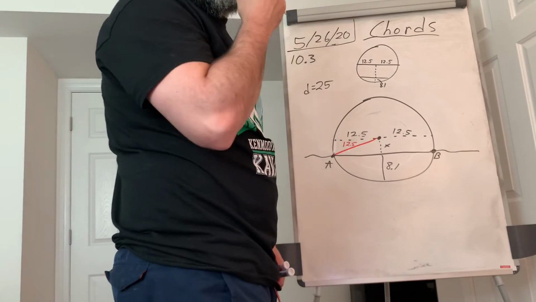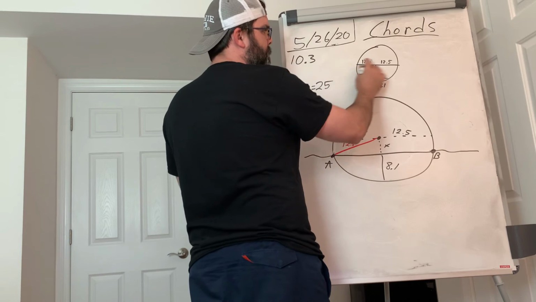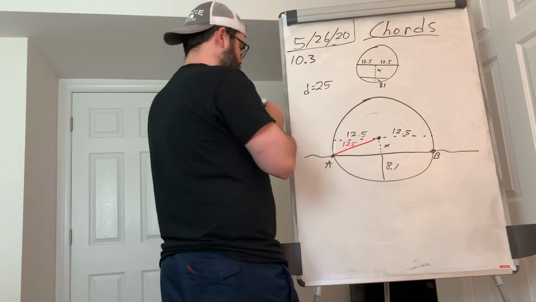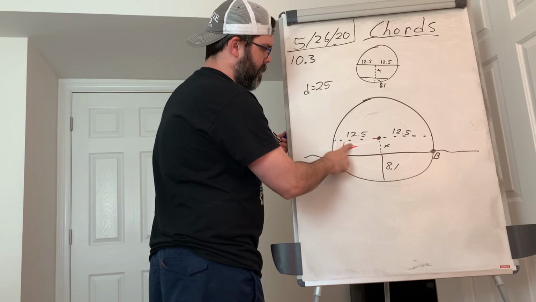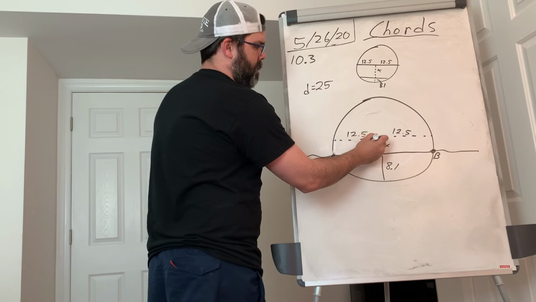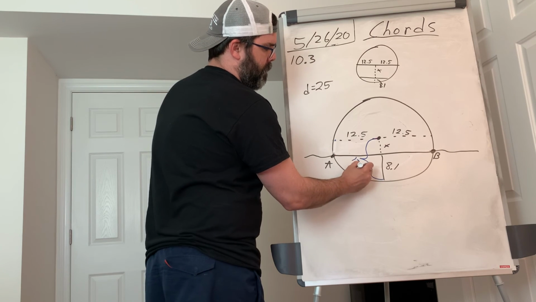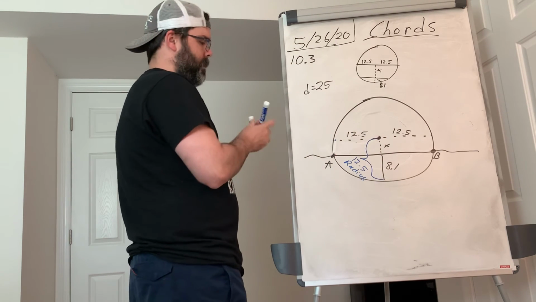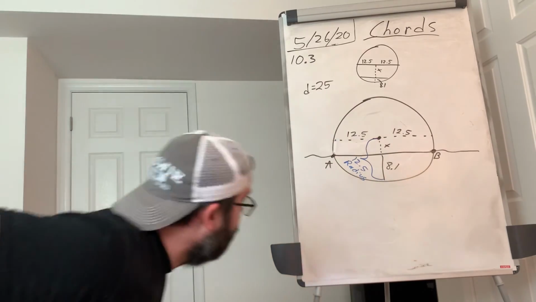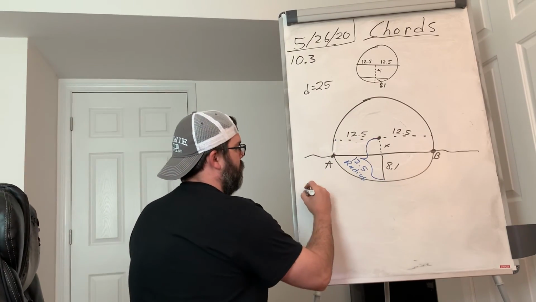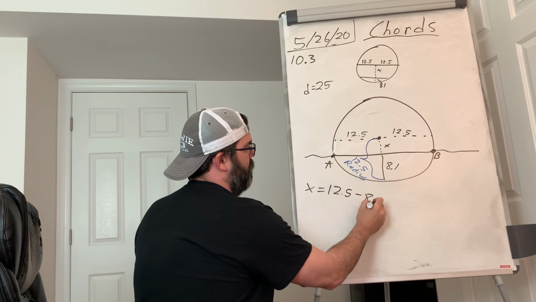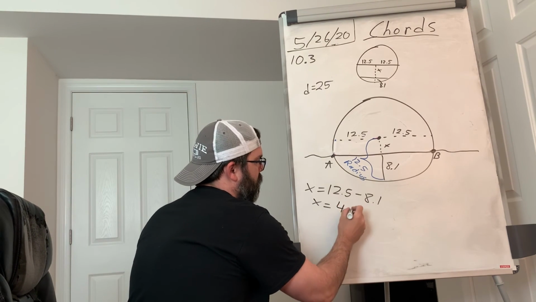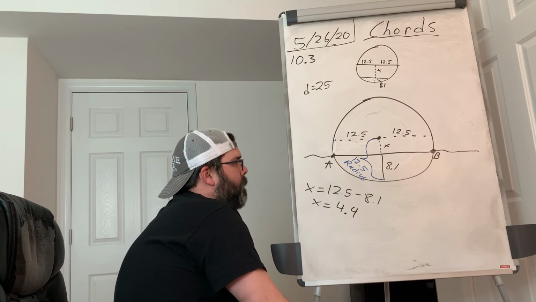Oh, yeah, I think I figured it out. Okay. The radius is 12.5. This is also the radius, right? So this is X. So this here needs to also be 12.5, because that's the radius. So this is 12.5. What is X? Okay. So X is whatever 12.5 minus 8.1 is. Alexa, what's 12.5 minus 8.1? 12.5 minus 8.1 is 4.4. Okay, so X is 4.4.